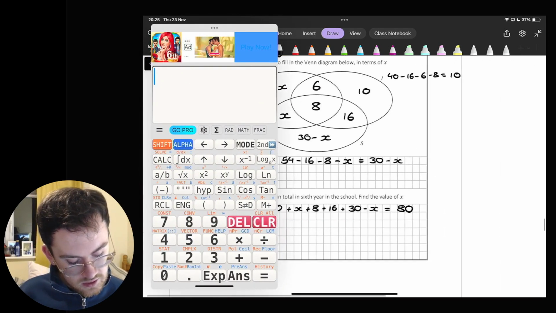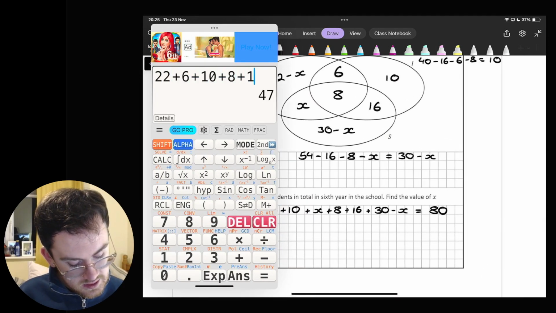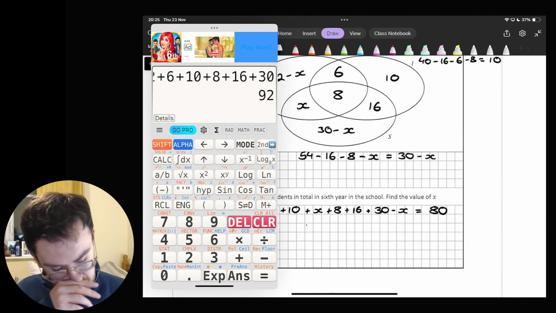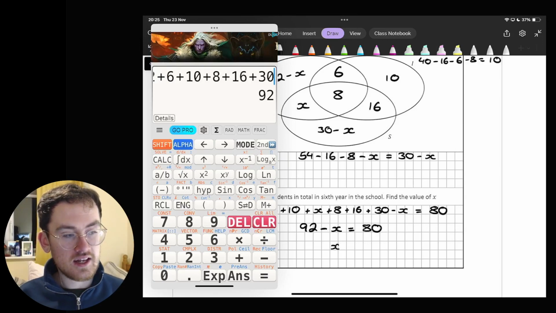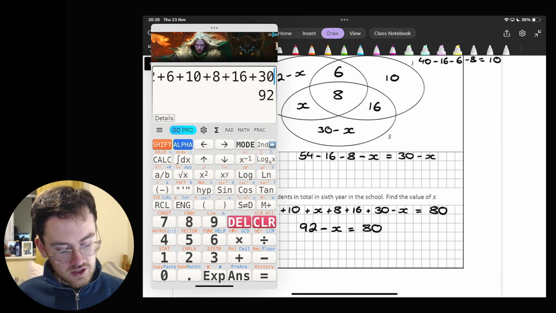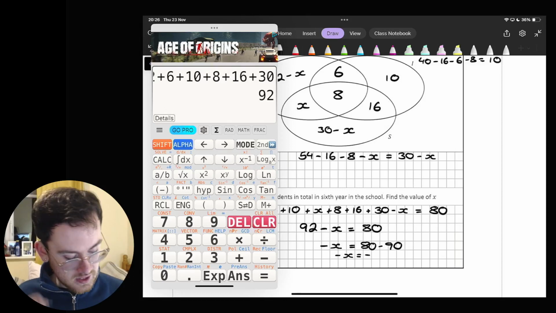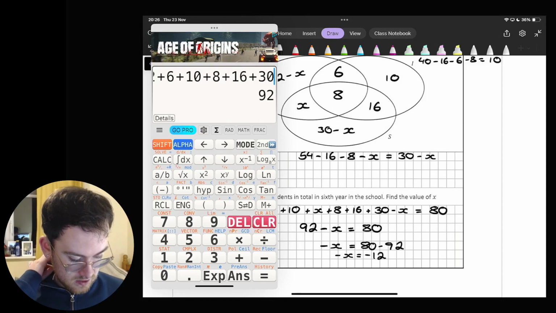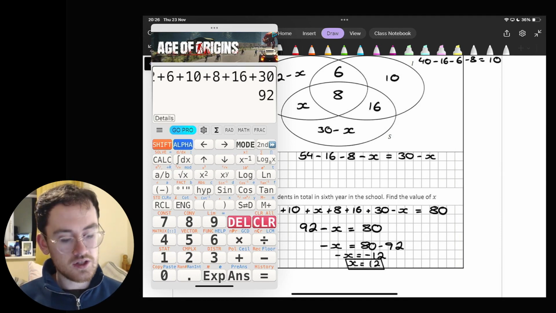Focusing on my numbers first of all. It was 22 there that I've hidden. 22 plus 6 plus 10 plus 8 plus 16 plus 30 is 92. Minus x equals 80. So actually similar to the last question, we get a similar value for x here. We get that x is equal to 12. If we want to do it out fully, we get minus x is equal to 80 minus 92, minus x equals minus 12, and x is equal to 12 then. Okay, so x is equal to 12.